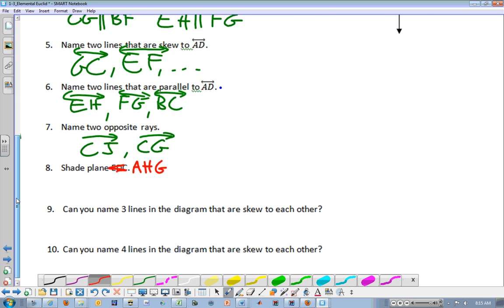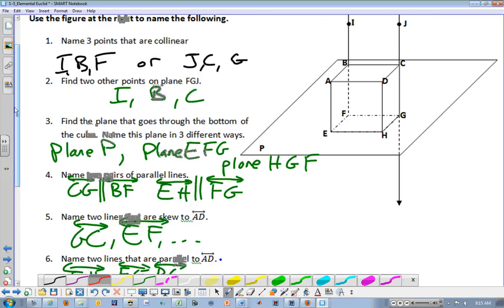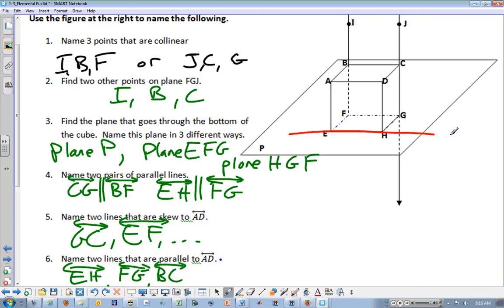Okay, 3 lines that are skewed. Last but not least. Okay, a lot of us had trouble with this. 3 lines that are skewed to each other. That line is skewed to this line, right? And can you find one more that is skewed to the 2 lines I just drew? What is one that is skewed to the 2 lines that I just drew? Let's give Jared a chance. Hey, Jared, can you see one? Yeah. Good. So BF in the back, standing up, straight up.